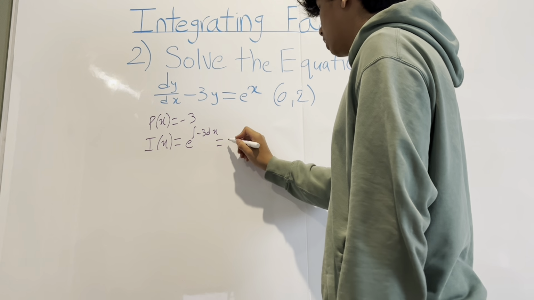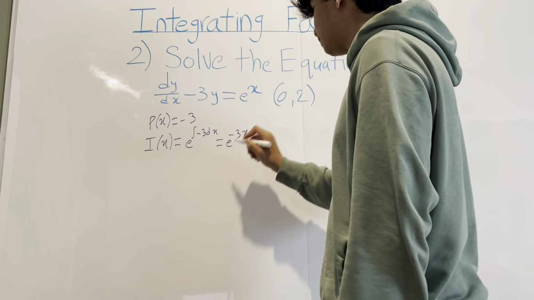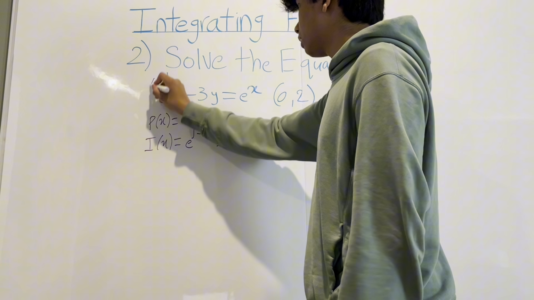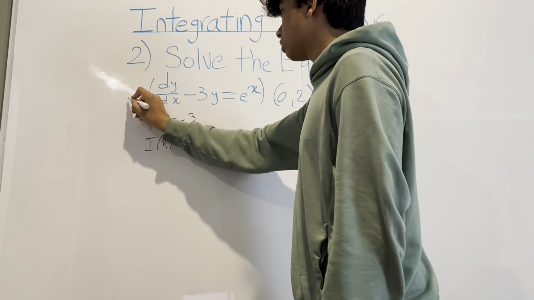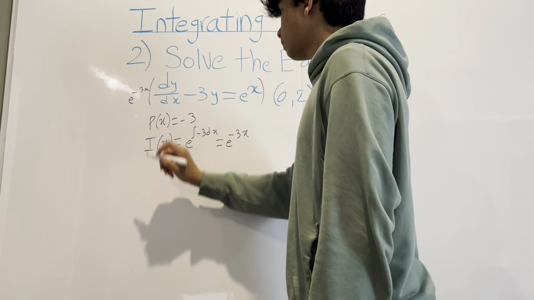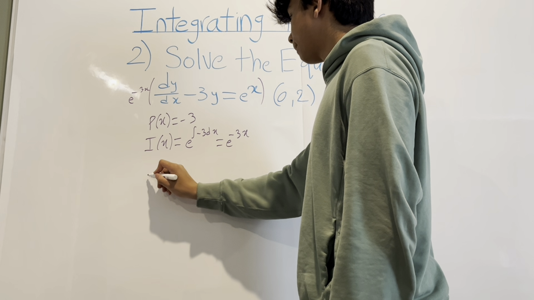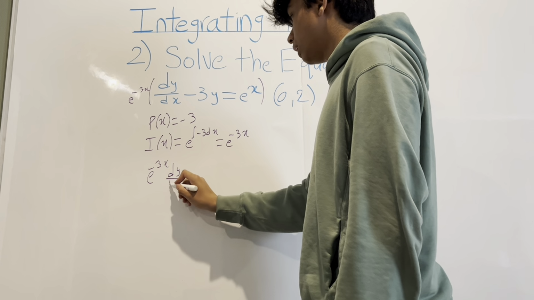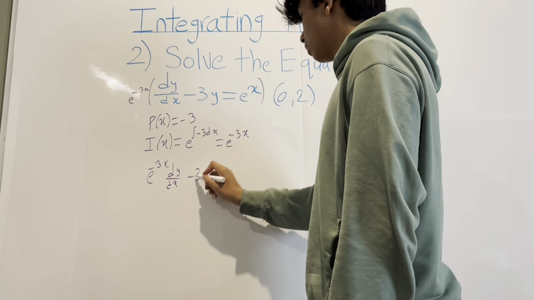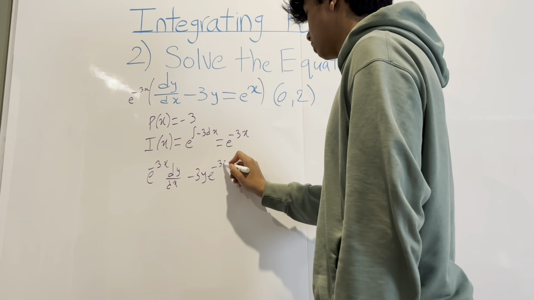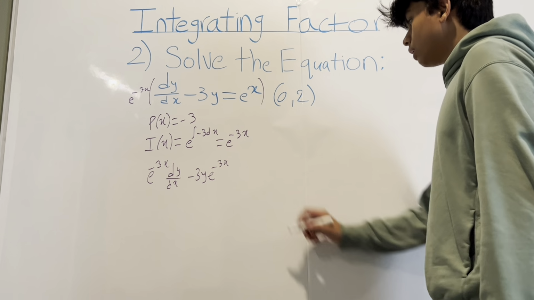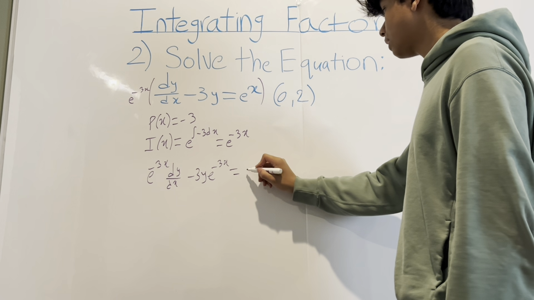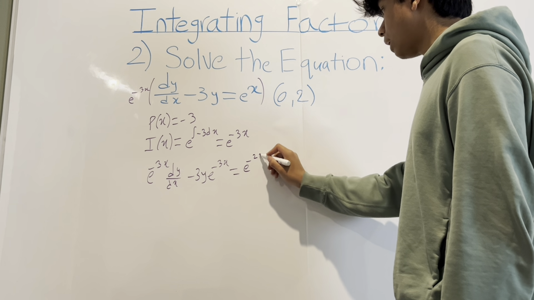And the integral of negative 3 is just e to the negative 3x. Now we multiply the entire function by e to the negative 3x. So e to the negative 3x dy over dx minus 3y e to the negative 3x. And then the right side is just going to be e to the negative 3x times e to x, which is just e to the negative 2x.